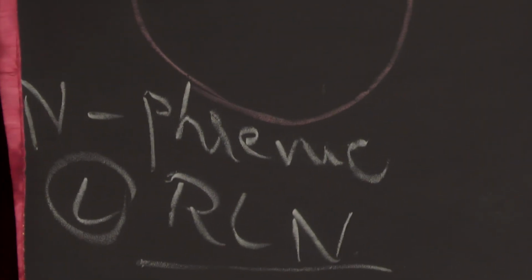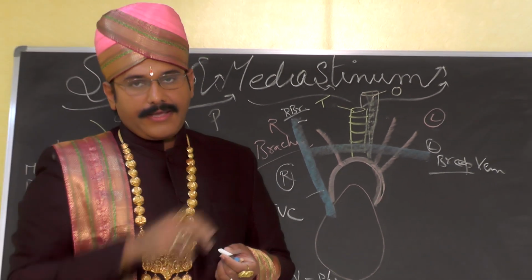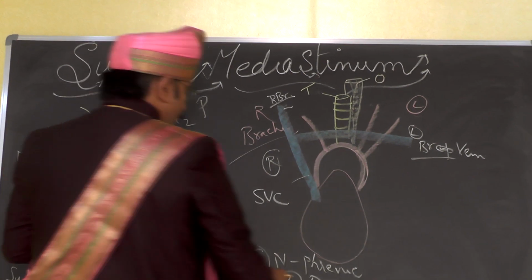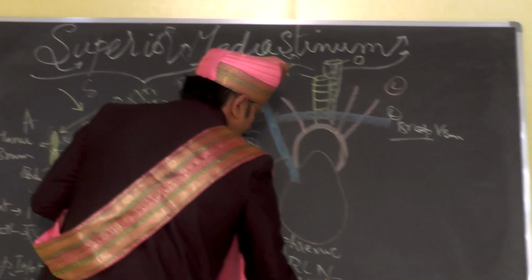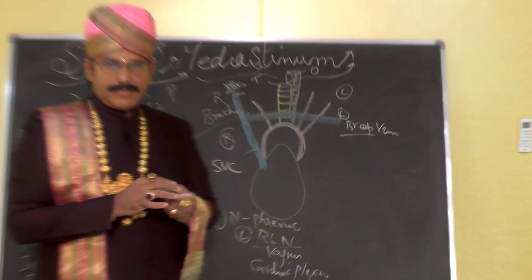Between the trachea and esophagus there is a tracheoesophageal groove, and in the tracheoesophageal groove we have the left recurrent laryngeal nerve. We also have the vagus nerve. So you have the phrenic nerve, recurrent laryngeal nerve, vagus nerve, and of course the cardiac plexus of nerves.